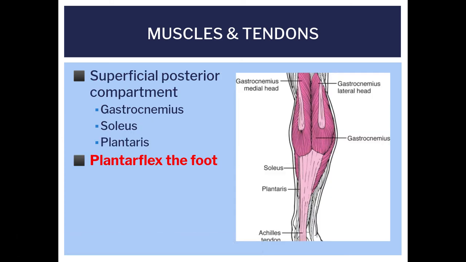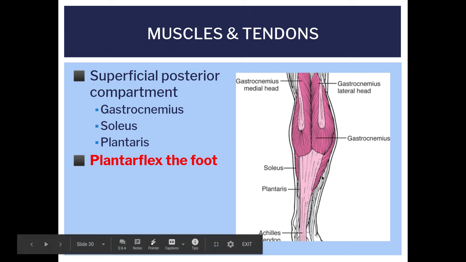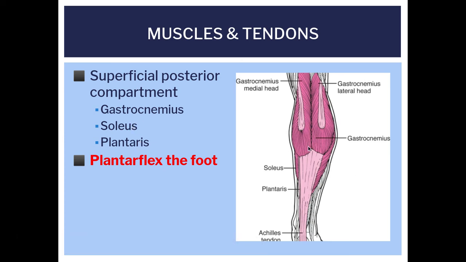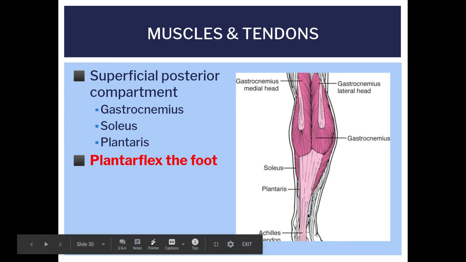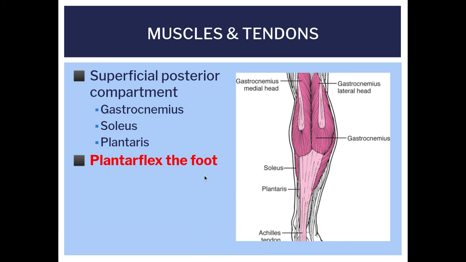You then have your superficial posterior compartments. Like I said, these are commonly known as your calf muscle. So this is your gastrocnemius, soleus, and plantaris. They then have this tendon that comes down, and that is your Achilles tendon. And this muscle allows you to plantar flex your foot. So like I mentioned, plantar flexion is like pointing your foot downward. You could also think of it as standing on your toes. These muscles are going to allow you to have that ability to stand on your toes or point your foot downward.